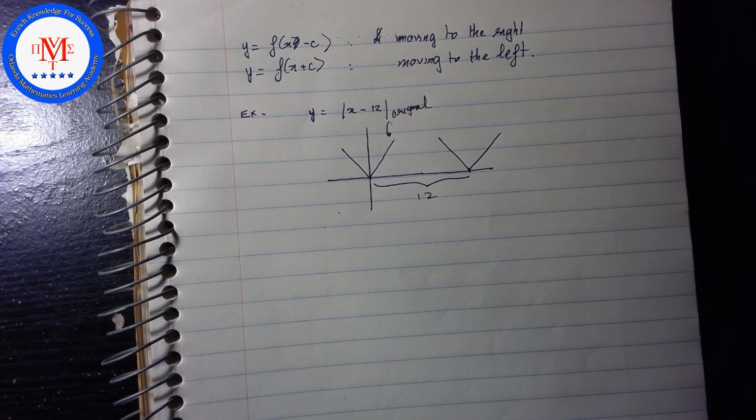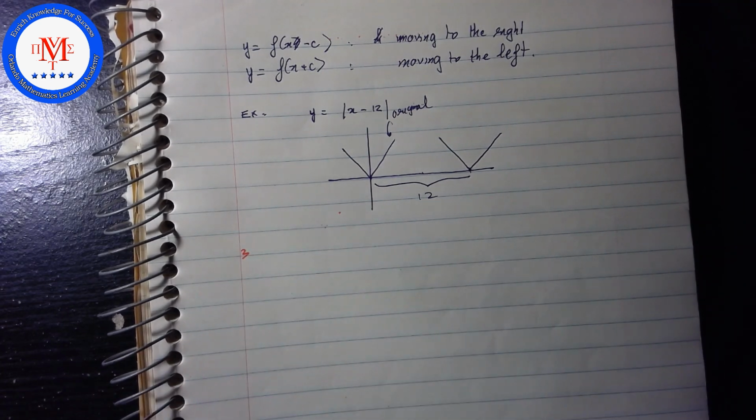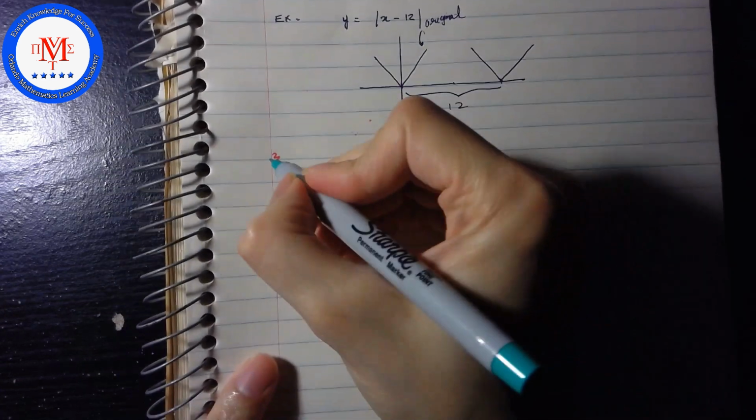Okay, so for the transformation, we also can flip the original function about the x-axis or the y-axis, not just by shifting up or down or left or right. We can do the reflection. Okay, number 3, reflection.